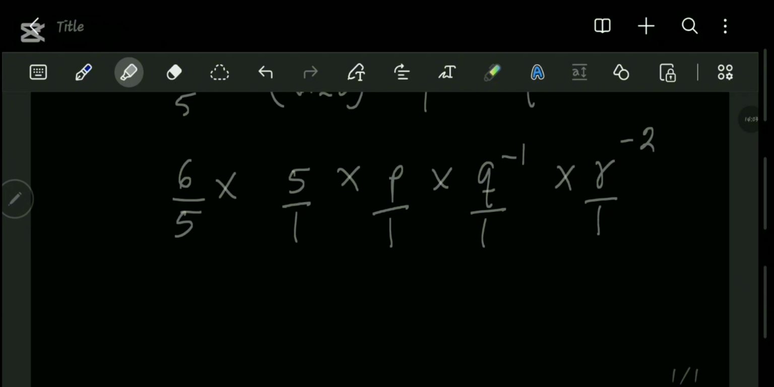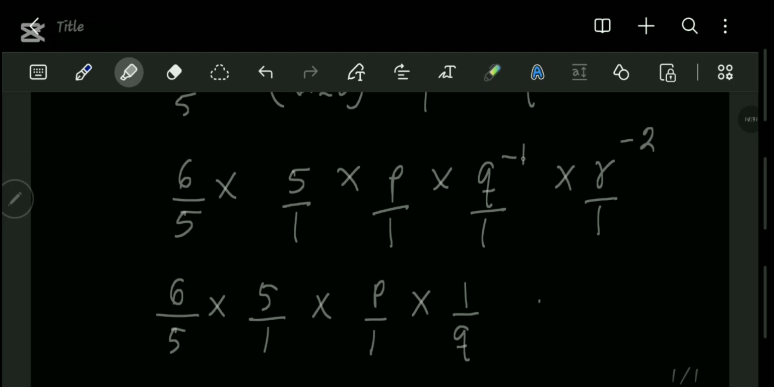Now, we are going to do something. From this part here, we are going to have 6 over 5 multiplied by 5 over 1 multiplied by p over 1. You know, all of this has a power of 1, right? But this one has a power of negative. And if you remember, I told you that whenever there's a negative, we are going to just turn this expression upside down. That is, 1 goes up, q comes down, right? So we're having 1 over q, and then q takes the power there, which is power 1. Multiplied by, this one too has a negative, so we're going to turn this upside down. So 1 goes up, r comes down. So we have 1 over r, and r takes the power.